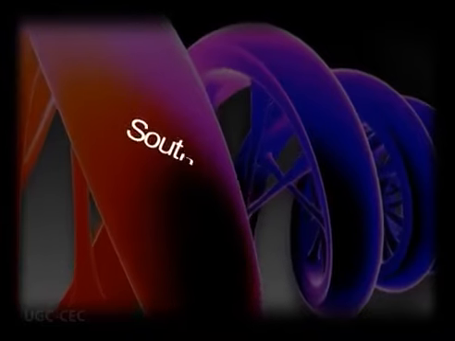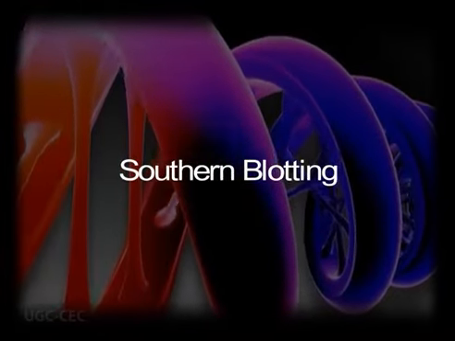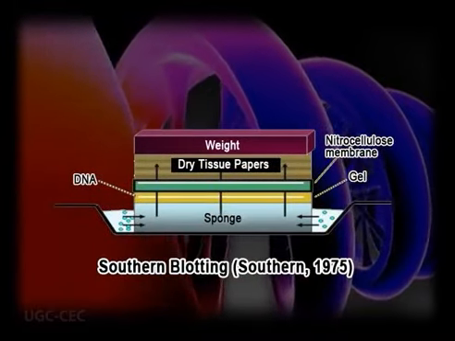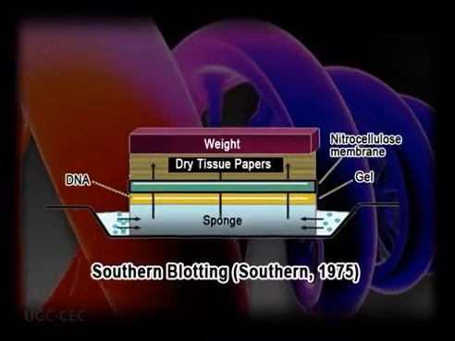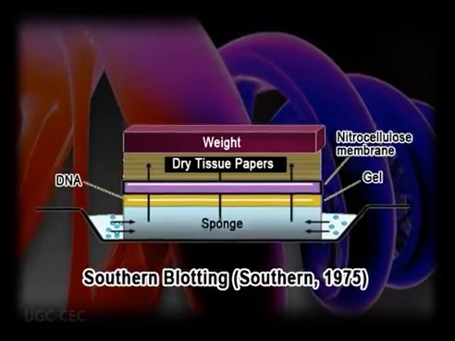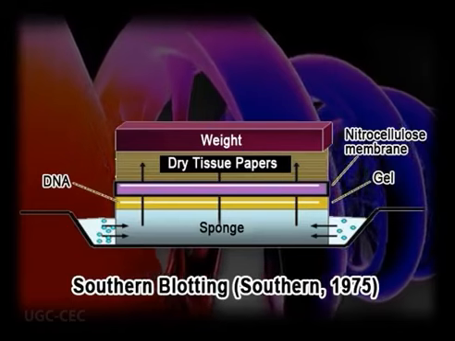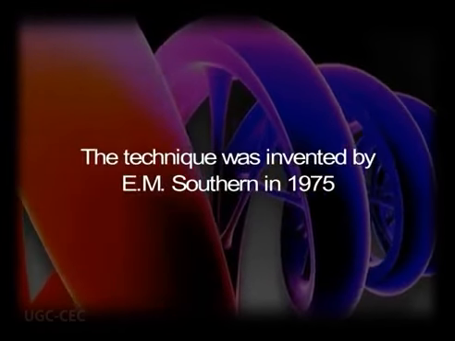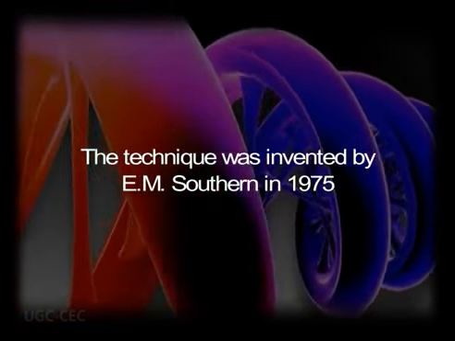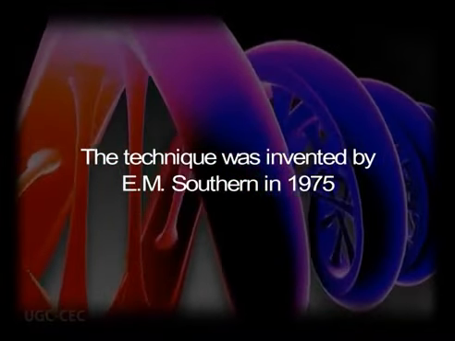Now, the next step is to identify a specific band from the gel carrying the gene of interest. This is achieved by another technique called Southern blotting. Southern blotting is a technique of transferring DNA molecules from agarose gel to a solid support such as nitrocellulose paper or nylon membrane, followed by hybridization with a specific probe. The technique was invented by E. M. Southern in 1975 and hence the name Southern blotting.